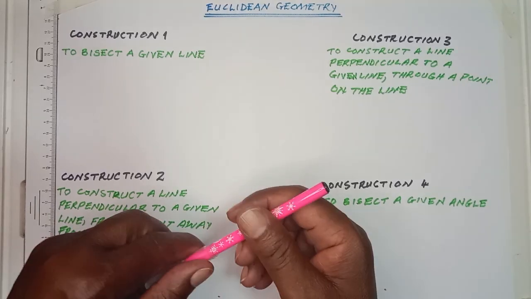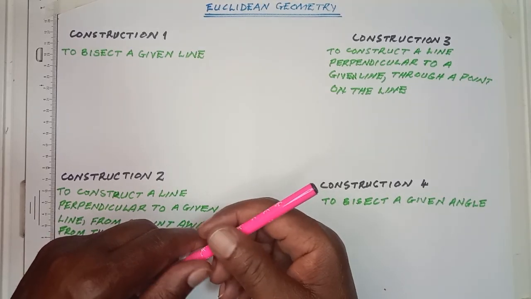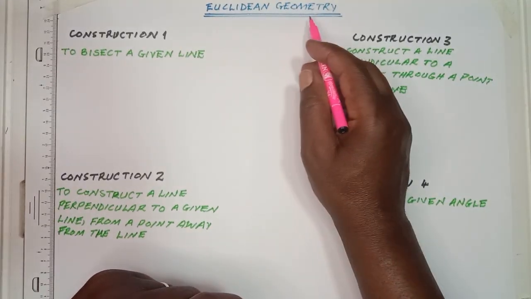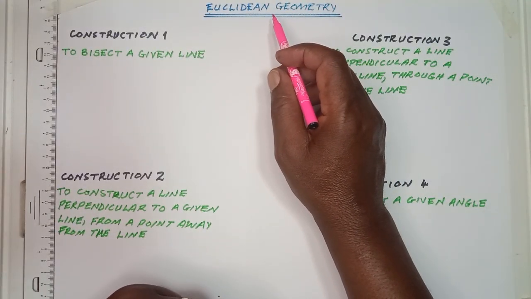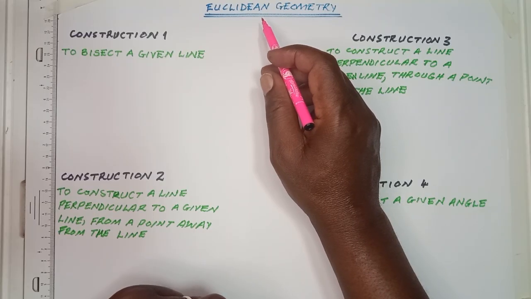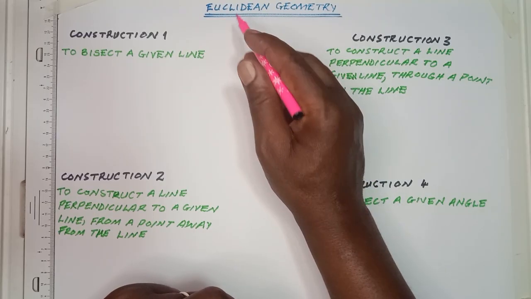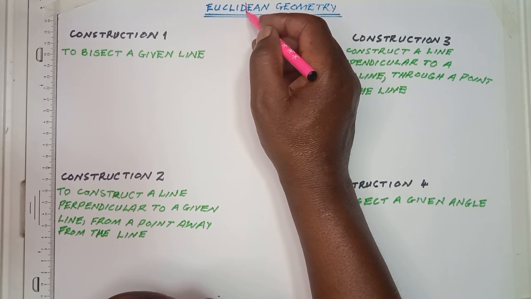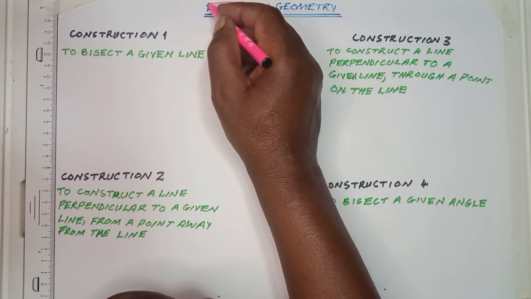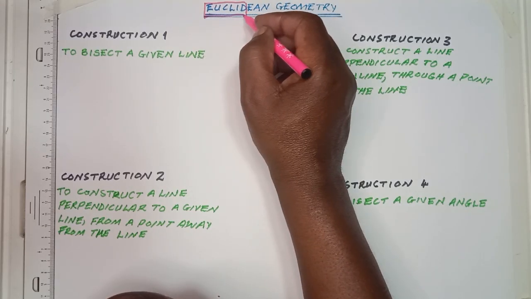We want to look at Euclidean geometry. Euclidean geometry was discovered by a very prominent Greek mathematician called Euclid. The word Euclidean comes from his name, Euclid.